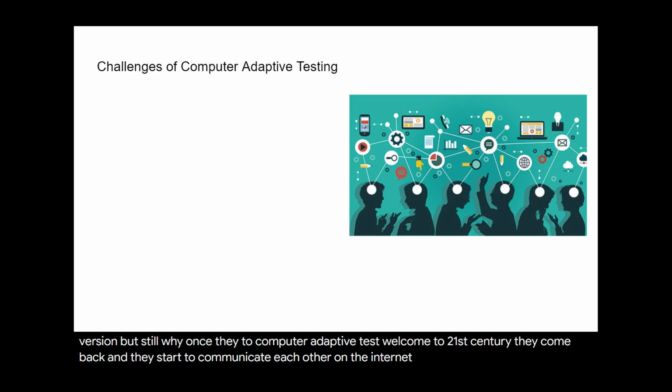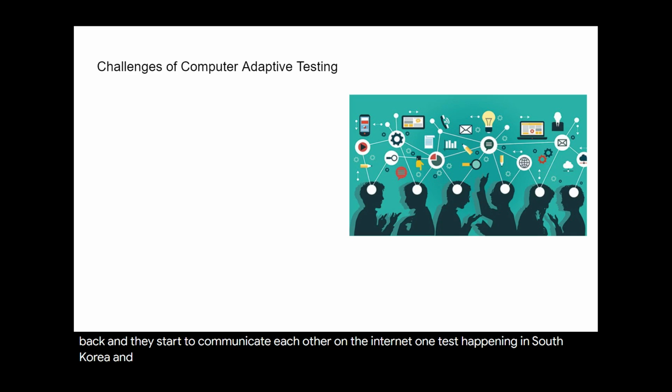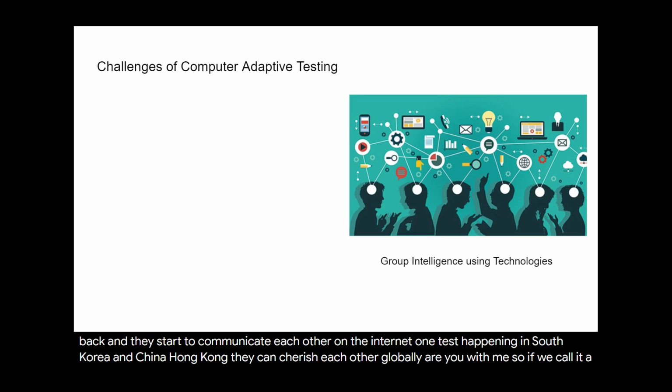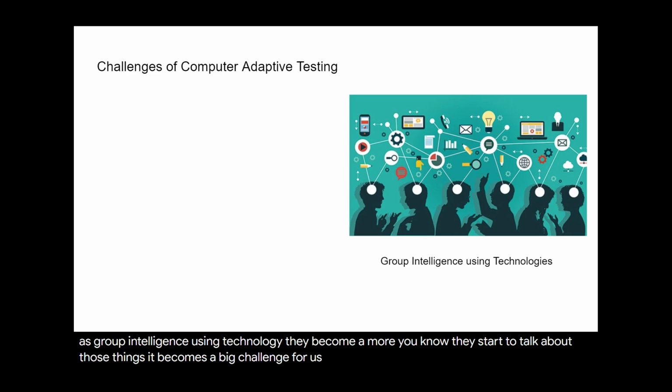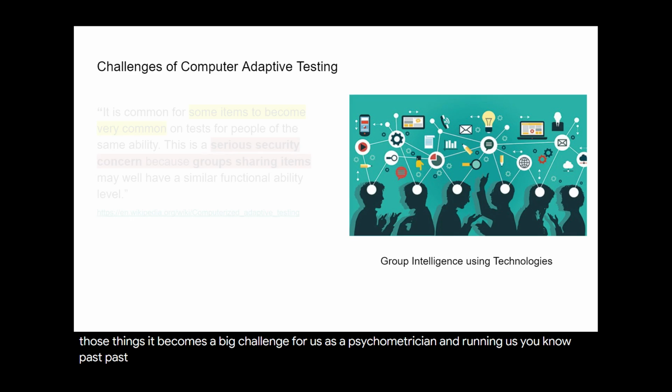Even though one test is happening in South Korea, and China, Hong Kong, they can chat with each other globally. Are you with me? So we call it group intelligence using technology. They start to talk about those things. It becomes a big challenge for us as psychometricians running a test, right?